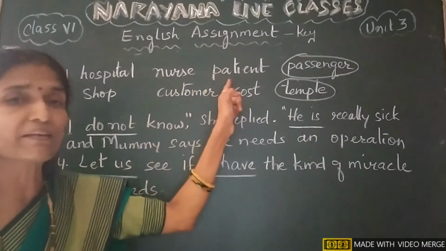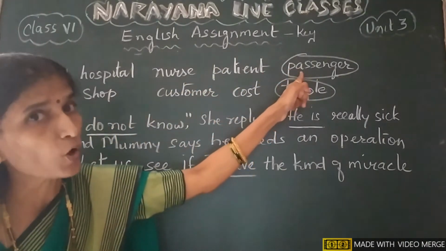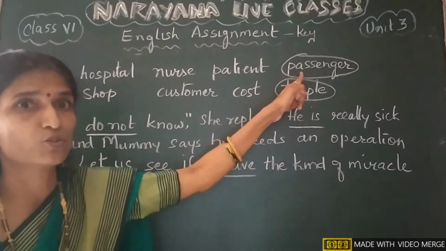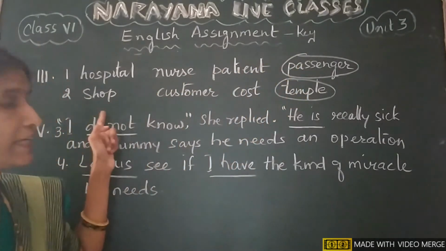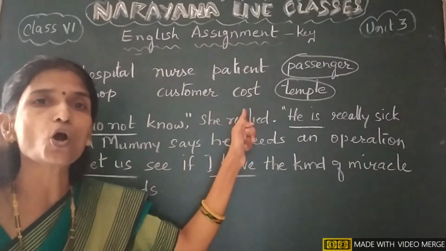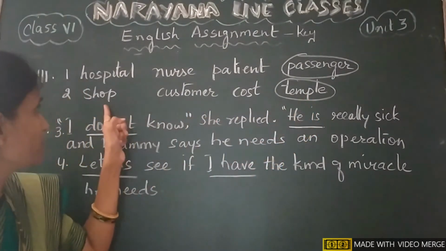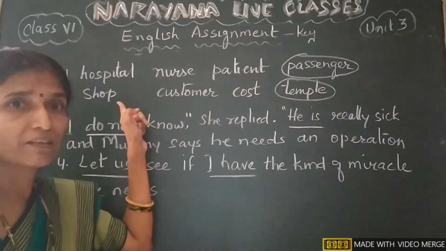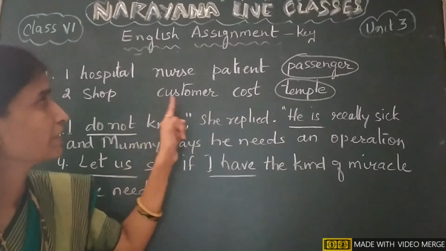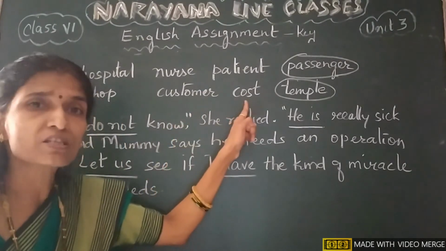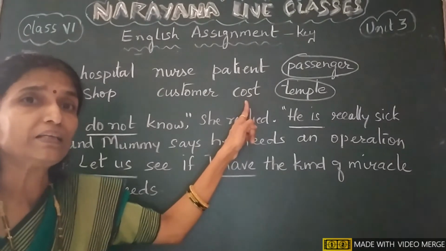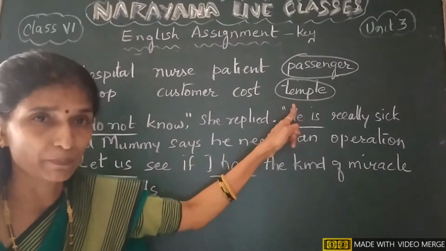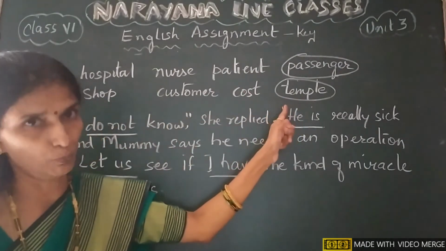So these three words are related, whereas passenger is an odd word. Passenger is a person who is traveling. So this is odd in the group. The second group is shop, customer, cost and temple. Shop is the place where goods are sold. Customer is the buyer. Cost is the amount that is paid to own the article. Whereas temple is the place of worship. So temple is a mismatch in this group.